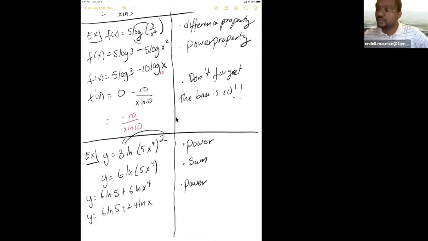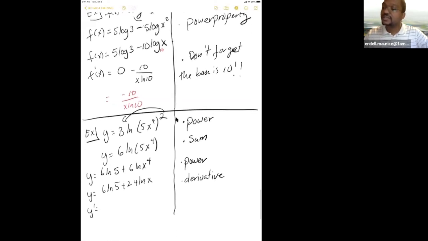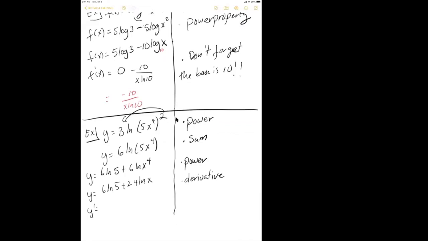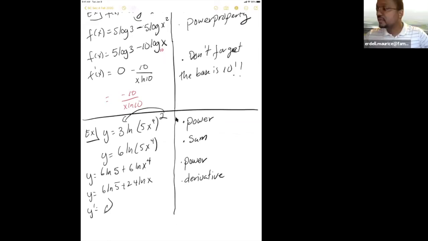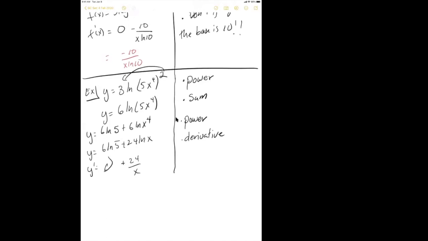And now for your derivative. Now I use my derivative rules to get to the answer. Somebody, what is the derivative of 6 ln 5? 0. And then what is the derivative of 24 ln x? What's the derivative of 24 ln x? 24 over x. And so that would be your answer.